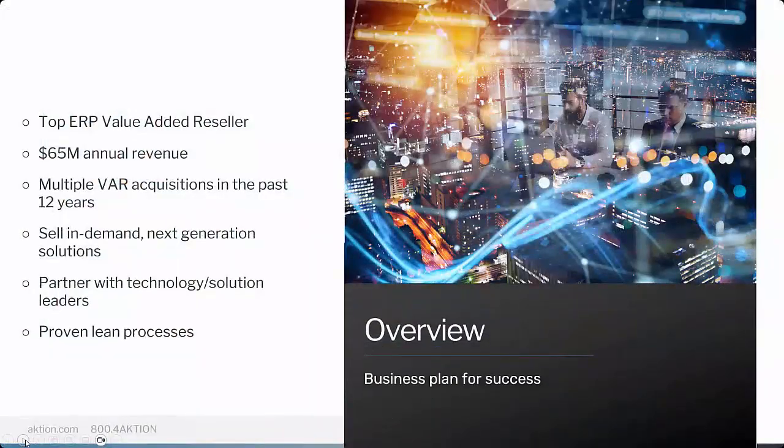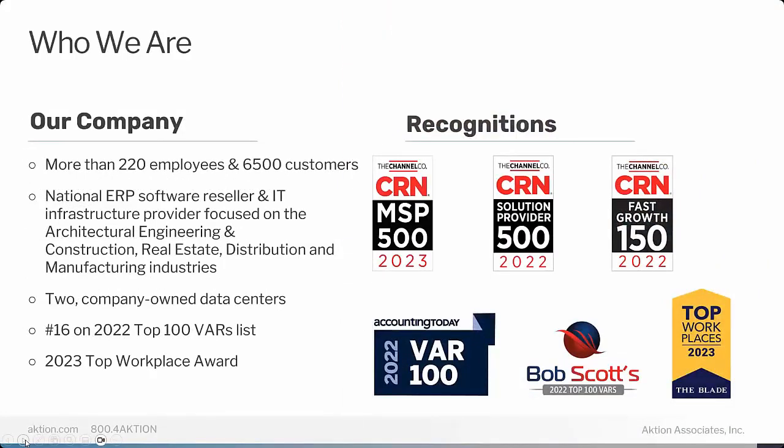Quickly, I want to give an overview of who we are here at Action. We're a top ERP VAR partner and have made multiple acquisitions throughout the past 12 years and continue to partner with those solution leaders. For our implementations, we also provide a proven lean process to execute those efficiently and effectively. We have more than 220 employees and over 6,500 customers, most recently recognized on the Top 100 VARs list, and then recently this year, Top Workplace Award 2023.